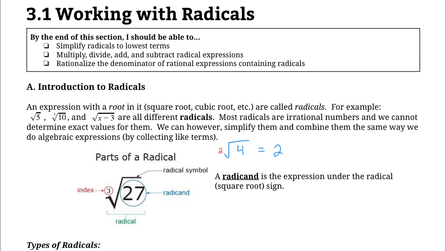But sometimes there is another number right here. This number is known as the index. So here we have 3 as our index, and we're looking for the third root of 27. So that means a number multiplied by itself 3 times is going to be equal to 27. And since 3 times 3 times 3 is equal to 27, the third root of 27 is equal to 3.